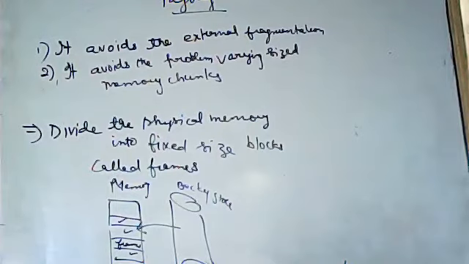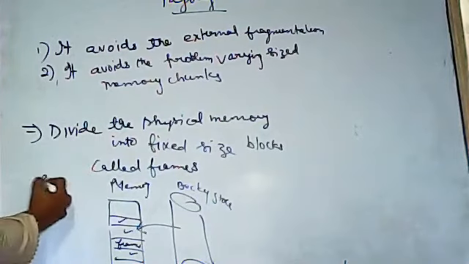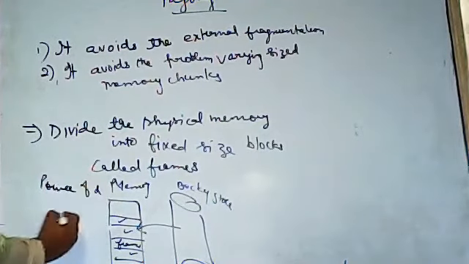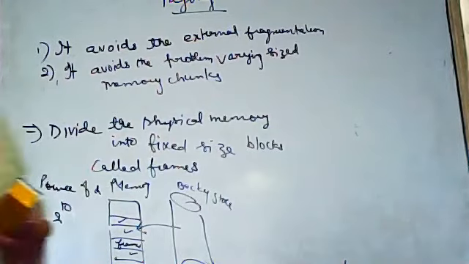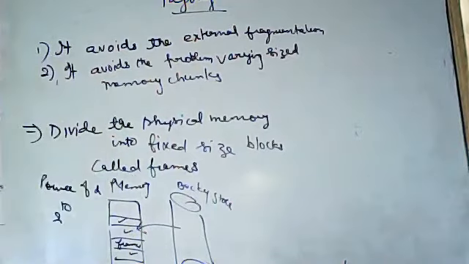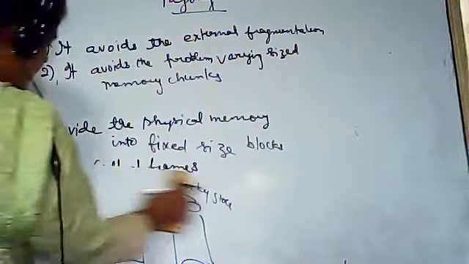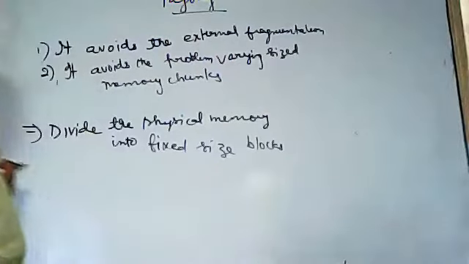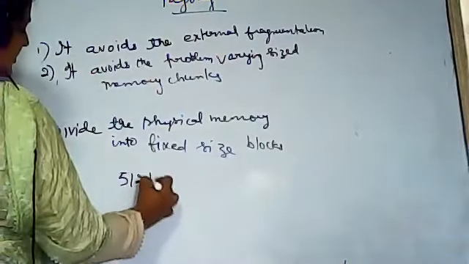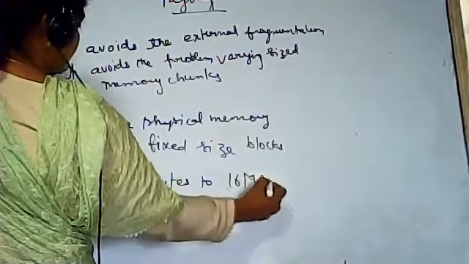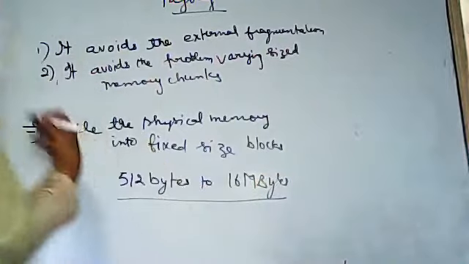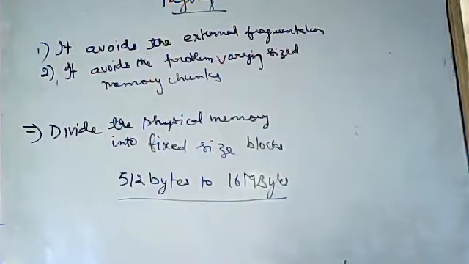And the size of these fixed size frames is a power of 2, like 2 to the power 10, etc. This size varies from 512 bytes to 16 megabytes. It can grow larger nowadays, but earlier it was 512 bytes to 16 megabytes.